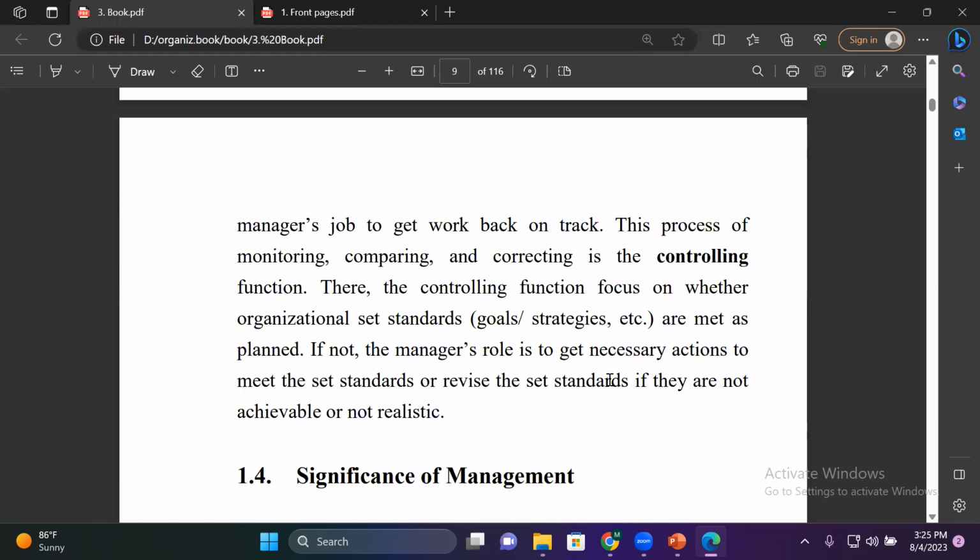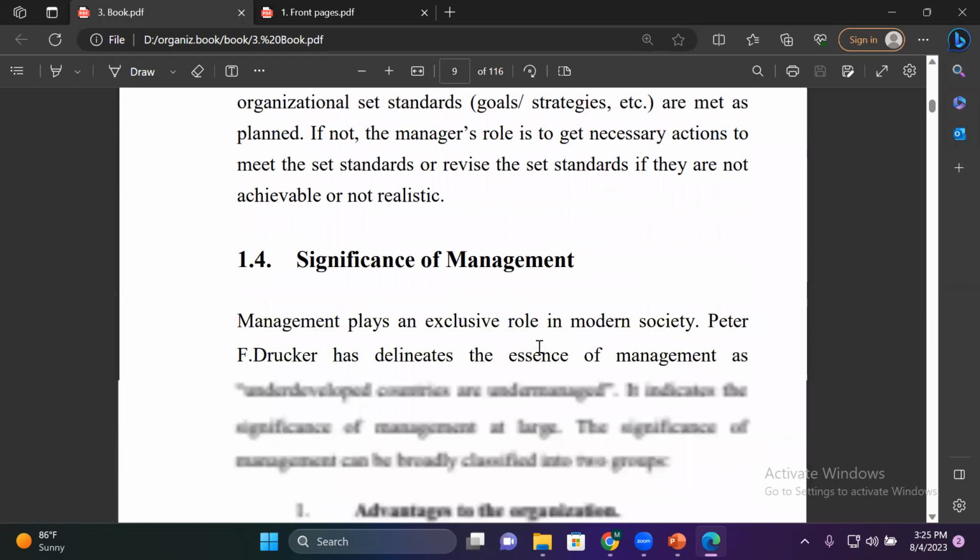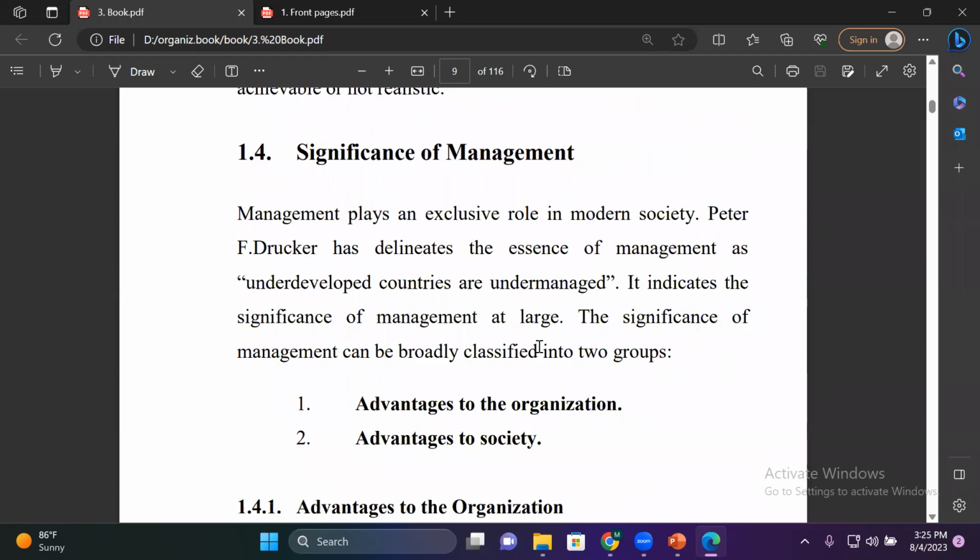The controlling function focuses on whether the organizational set standards are met as planned. So in the controlling stage, we would be looking at how we are going to set standards and how we are going to meet those standards. So that is important. And the other important thing, definitely you want to focus on this part in the examination also.